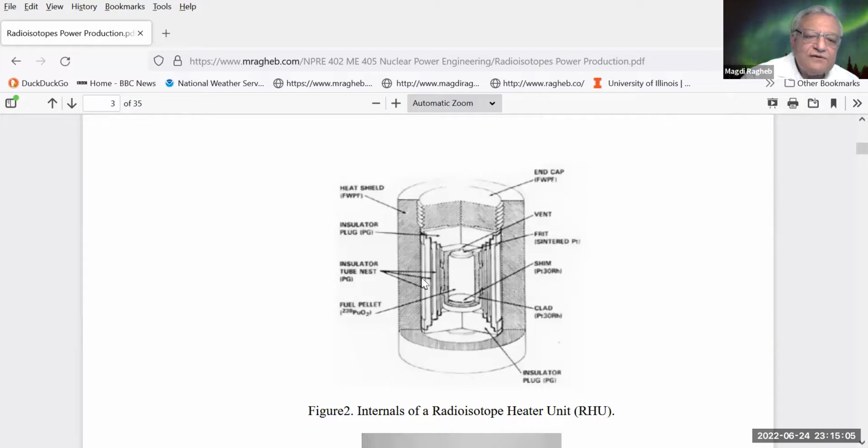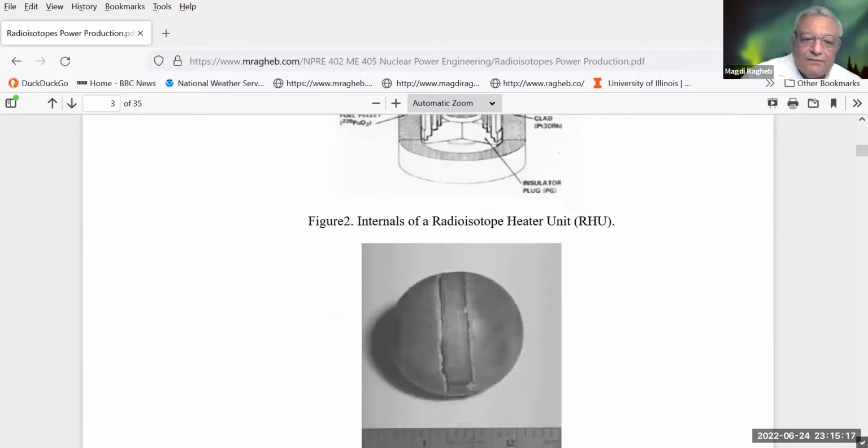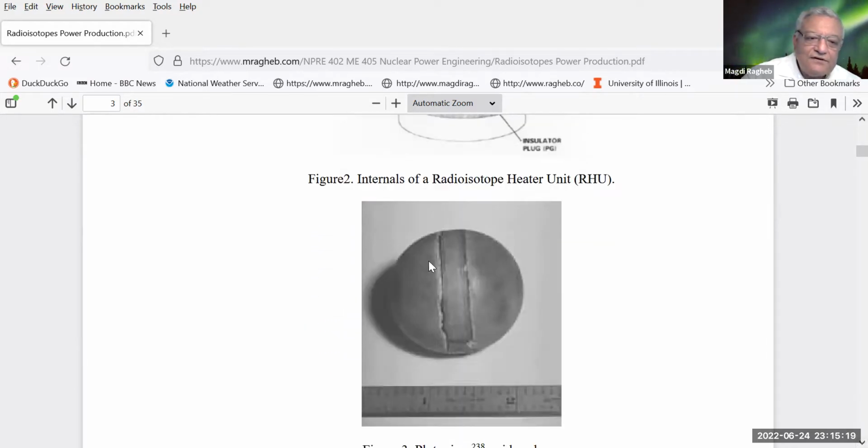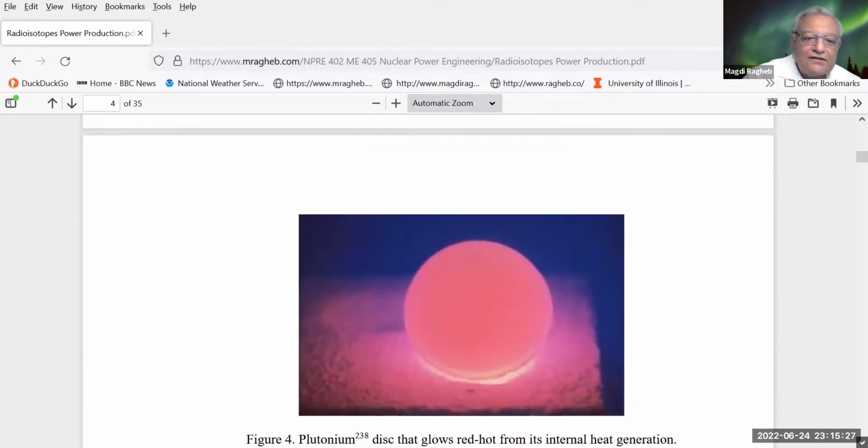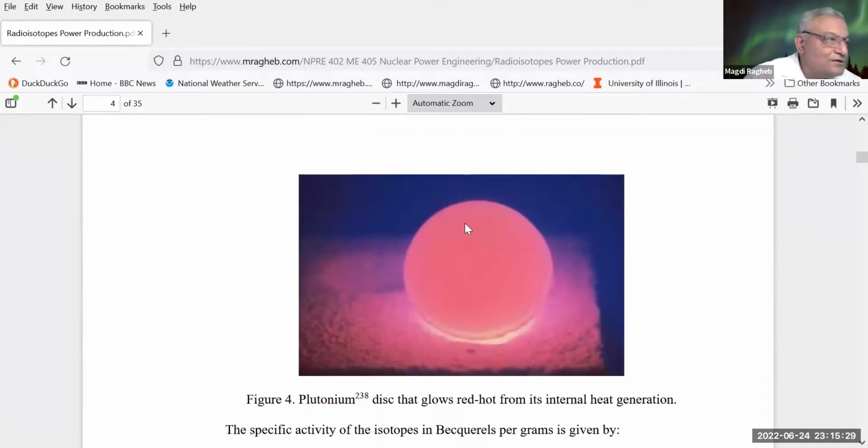These are the internals, by the way, of one of those devices. The plutonium-238 would be in the center here, several layers of shielding, a graphite plug. And if you leave that plutonium-238 sitting on a table, it would look like this, like maybe an inch in diameter. The interesting thing is that it would glow red hot from the emission of the alpha particles that lose that energy then and heat up the isotope.